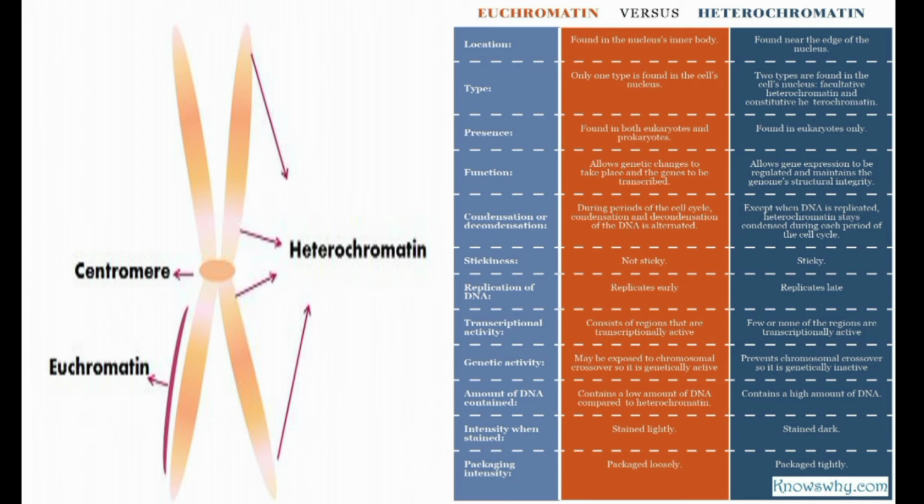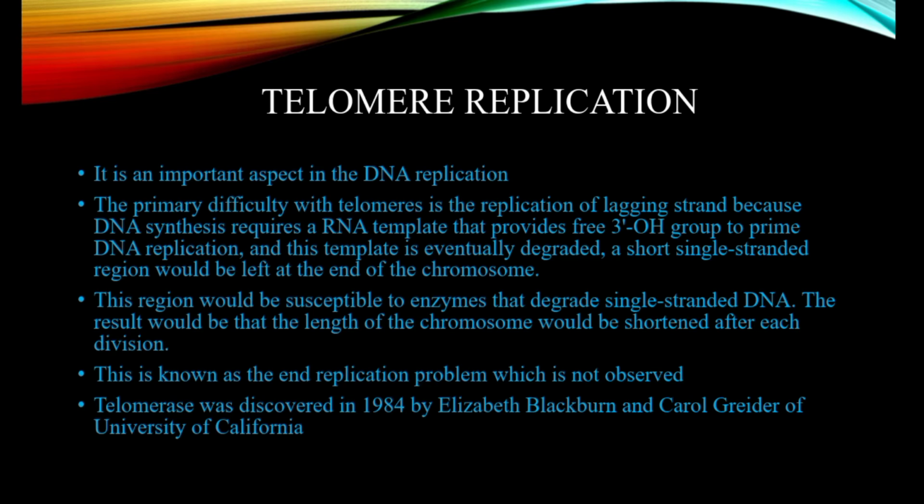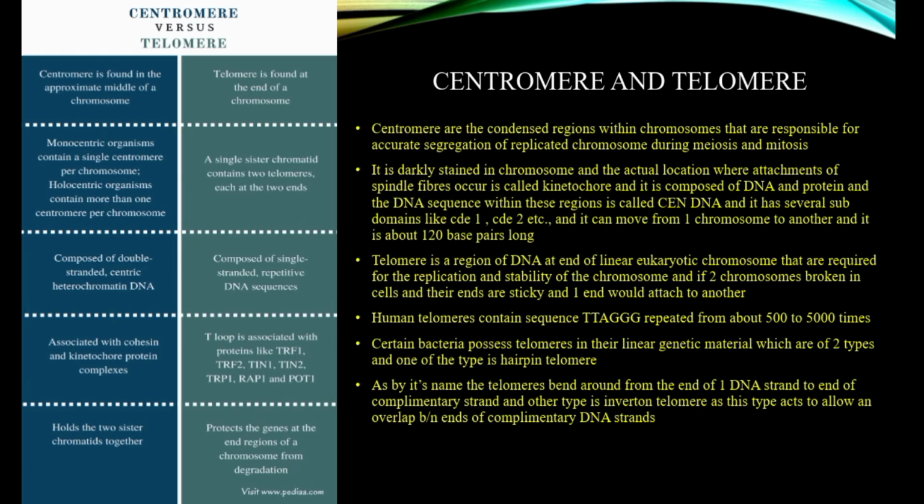So these are some of the presence and functions, the differential characters between euchromatin and heterochromatin. Now coming to centromere and telomere. What are the centromere and telomere? Centromeres are the condensed regions within the chromosome, present in the center.